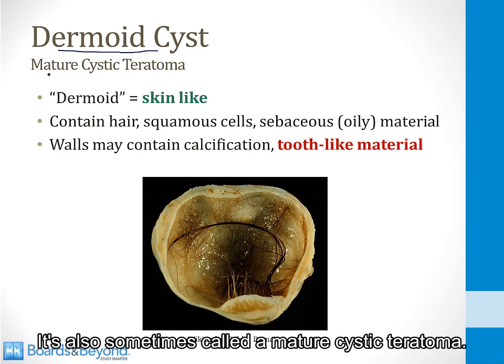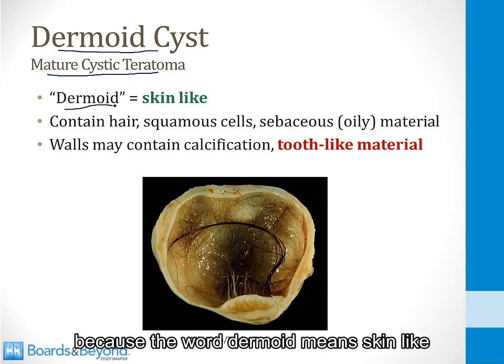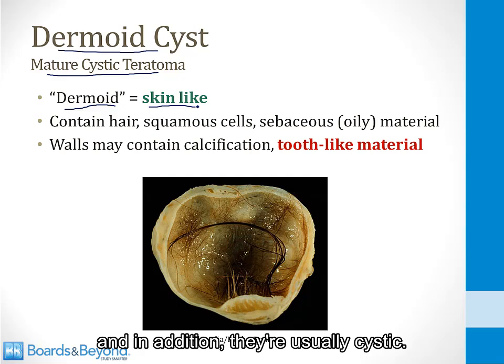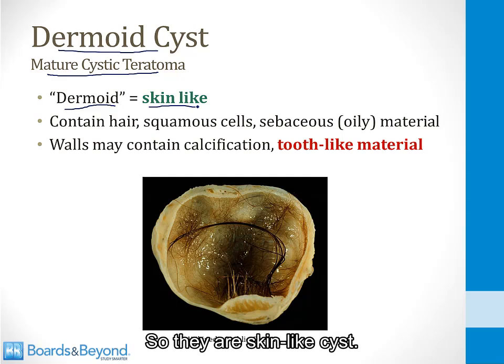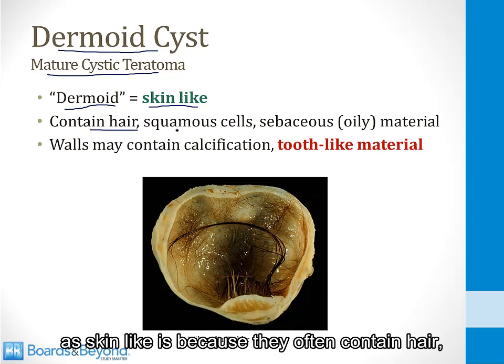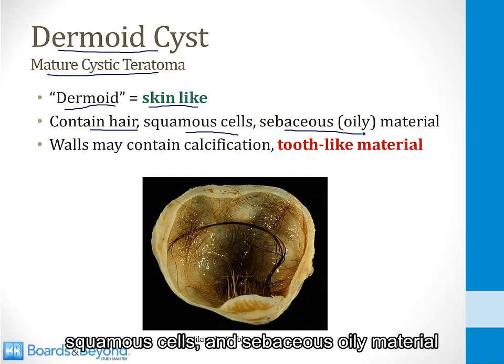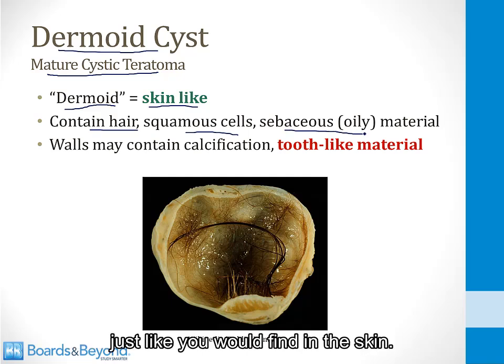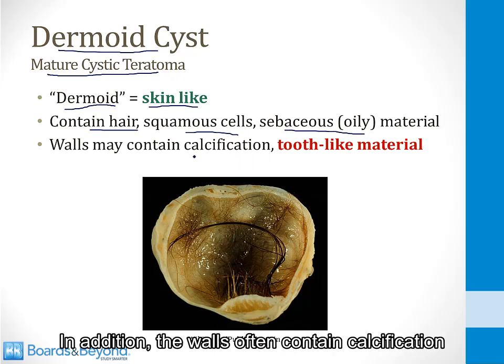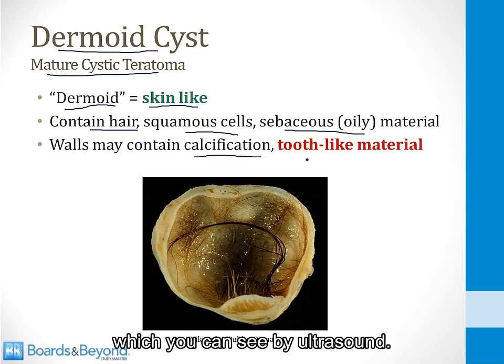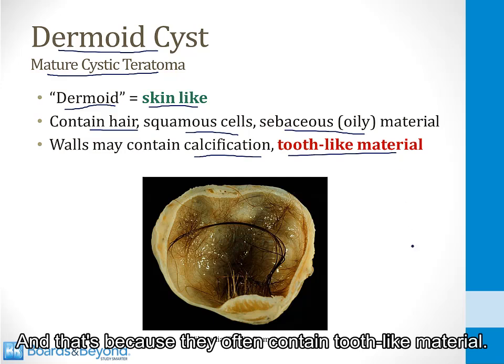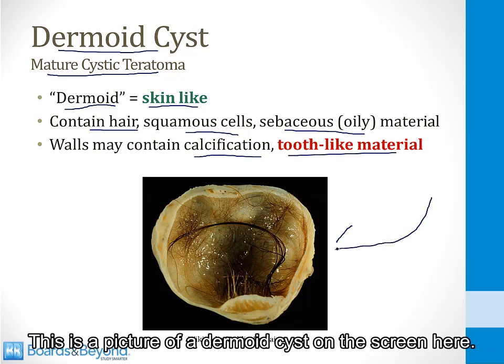It's also sometimes called a mature cystic teratoma. This tumor gets its name because the word dermoid means skin-like, and in addition, they are usually cystic, so they are skin-like cysts. The reason they are described as skin-like is because they often contain hair, squamous cells, and sebaceous oily material, just like you would find in the skin. In addition, the walls often contain calcification, which you can see by ultrasound, and that's because they often contain tooth-like material.